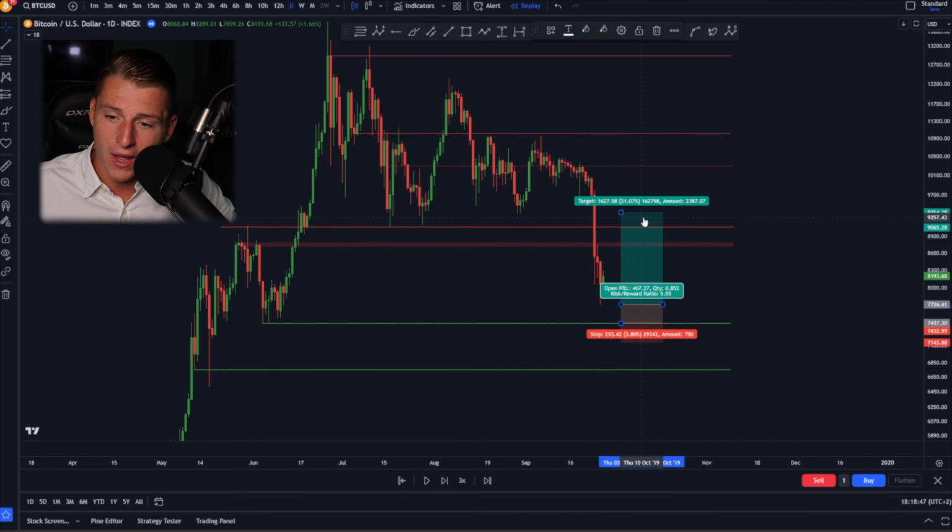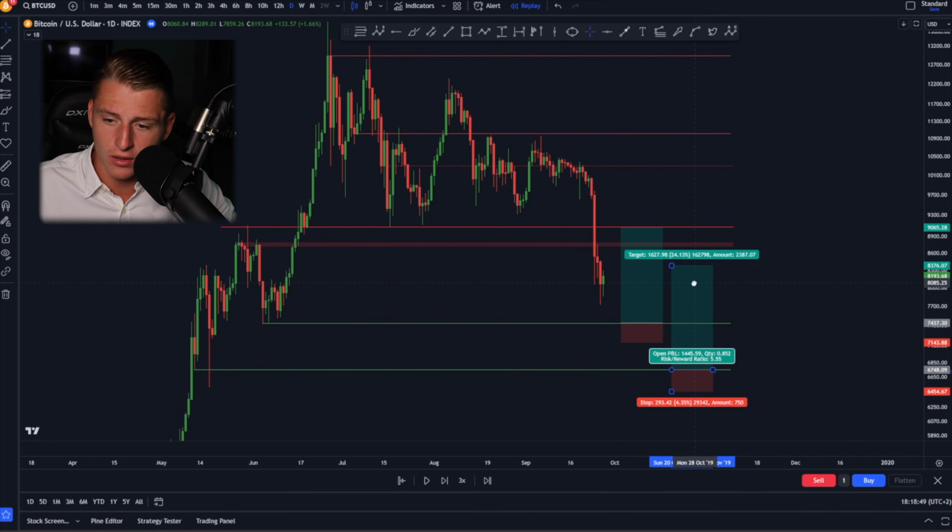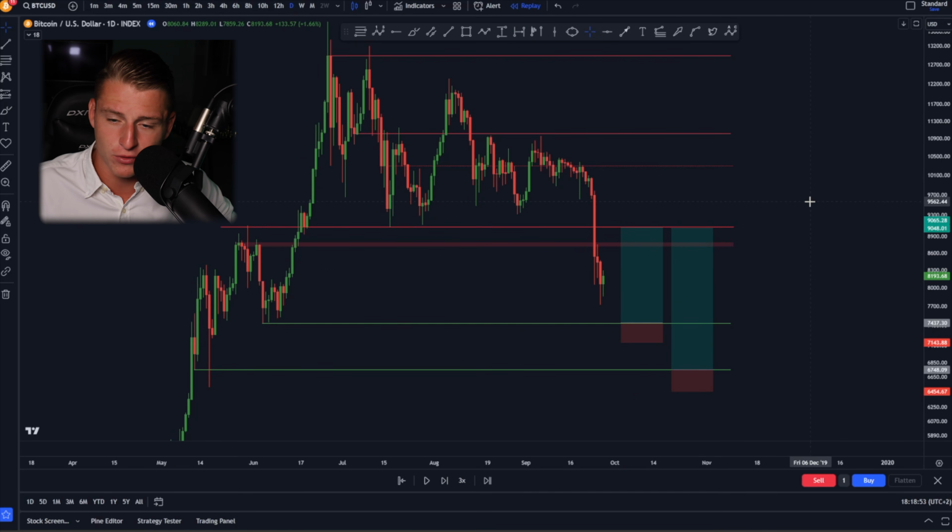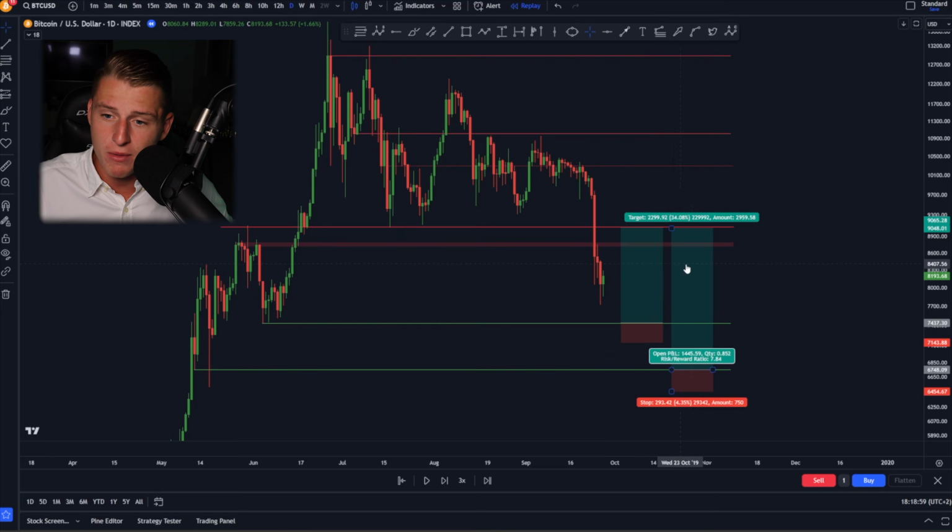Then also, I want to have another setup here on the lower side in case Bitcoin comes down here, and then I'm going to target that same level. So maybe I'm not going to get entered straight away on the first one, but maybe I'm going to enter on the second one. And these are some very big trading opportunities.